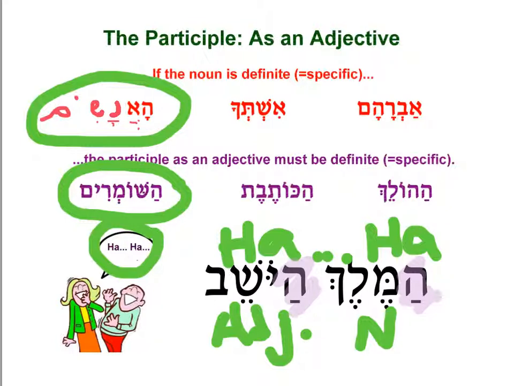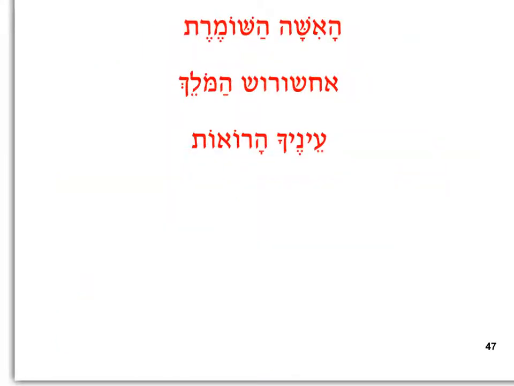Next, I'm going to try to figure out how to translate a participle that's functioning as an adjective. Here I have 3 participles functioning as an adjective. In all 3 cases, I have that O sound: ha-shomeret, ha-molech, ha-ro'ot. I have the cholam between the first 2 letters of my shoresh. In all 3 cases, I have a definite noun.